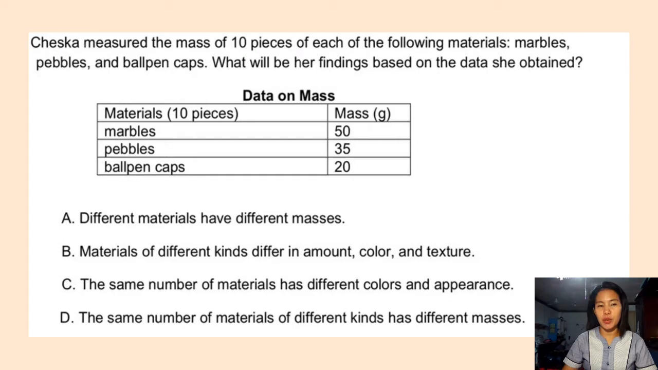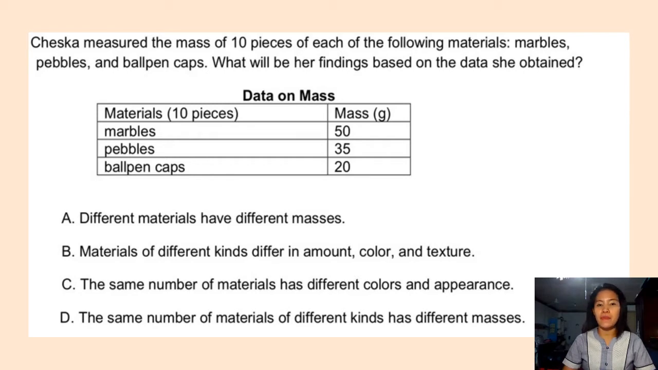Before we continue, let's have a pretest. The pretest will test your previous knowledge of the given topic. First item. Cheska measure the mass of 10 pieces of each of the following materials: marbles, pebbles, and ballpen caps. What will be her findings based on the data she obtained?